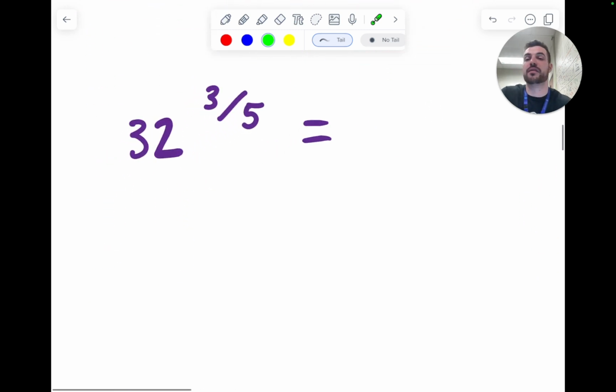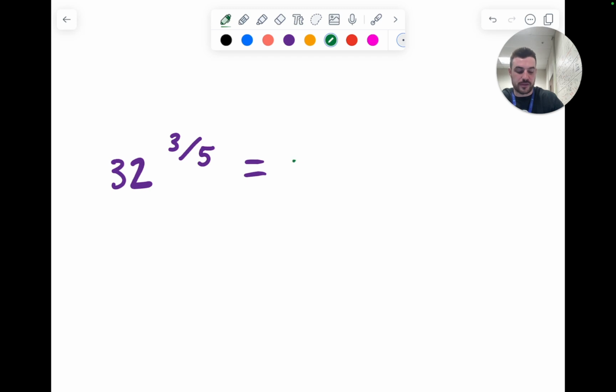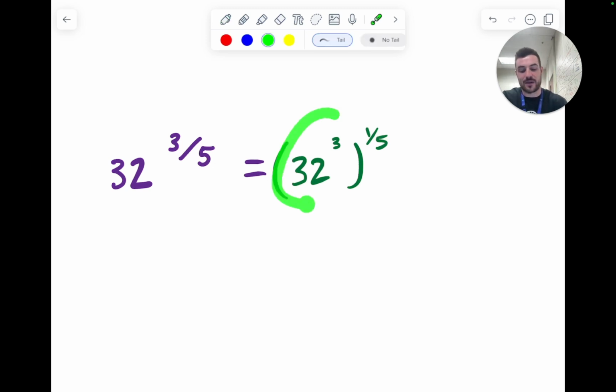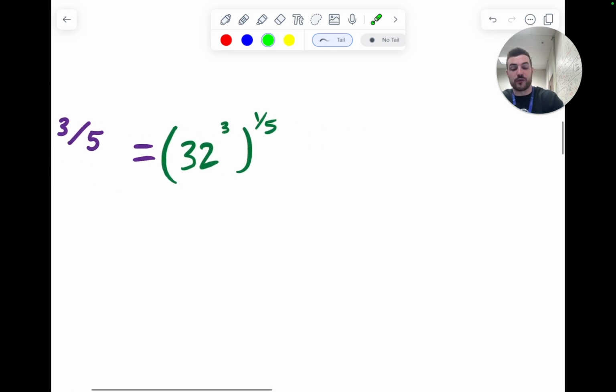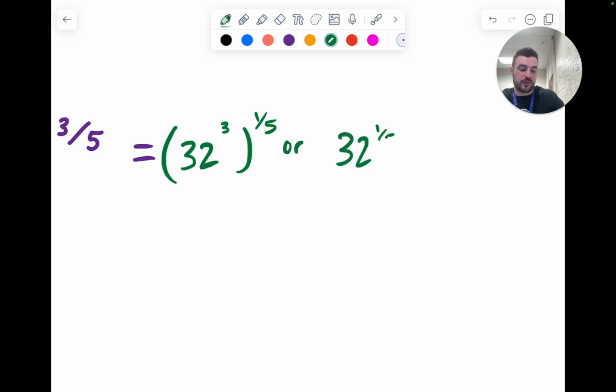So first we have 32 to the 3 over 5 power. Now that looks very confusing to us, but let's remember that we can separate these two things. So we can separate it so we have 32 to the 3rd power, all raised to the 1/5. Now, that doesn't really help me because I don't know what 32 to the 3rd power is off the top of my head, and it's probably going to be a very big number, which is going to make this difficult. But if we remember, this can also be rewritten as 32 to the 1/5 power raised to the 3rd.